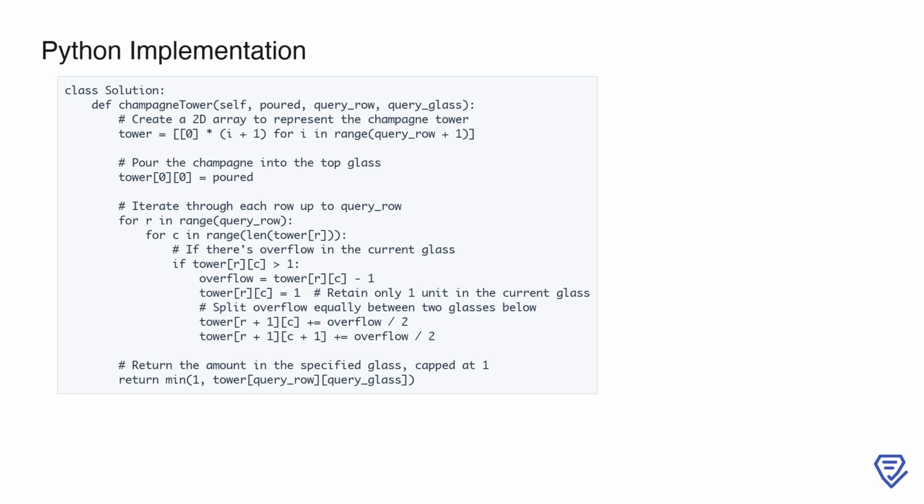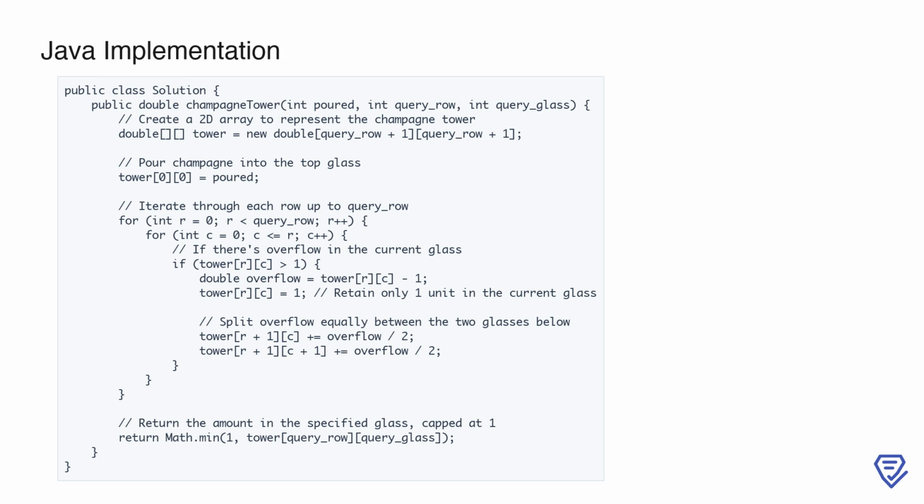Since a glass can hold at most 1 unit, the value is capped at 1 using the min function. This ensures correctness when handling cases where the glass is fully filled but not overflowing. The algorithm efficiently handles the problem within the constraints, ensuring all edge cases, e.g., no overflow, partially filled glasses, are addressed. The use of a 2D array allows for straightforward tracking of champagne distribution across the tower.